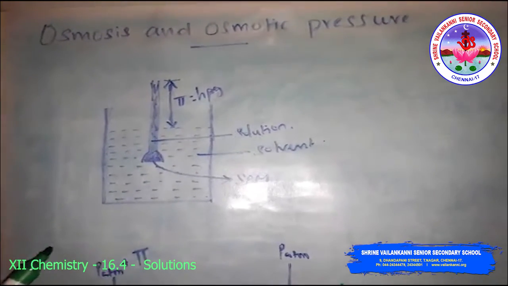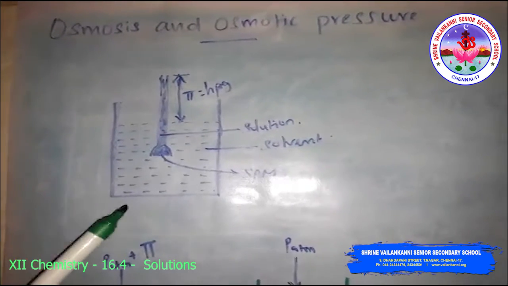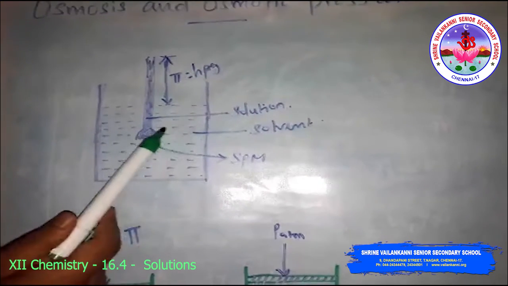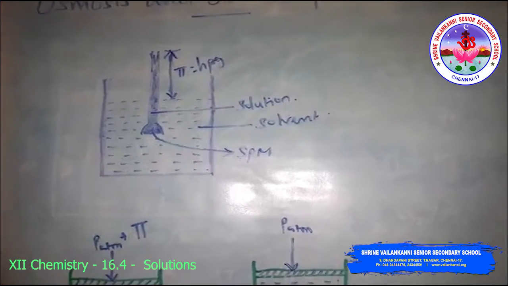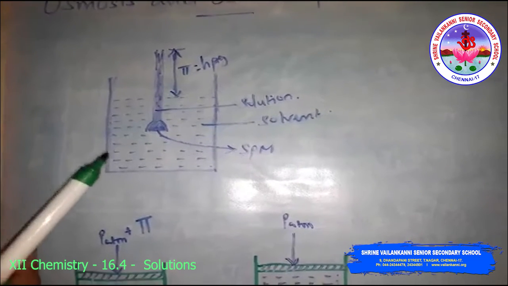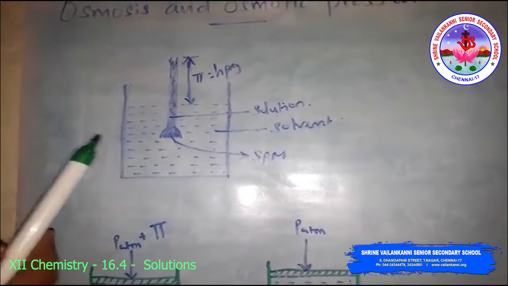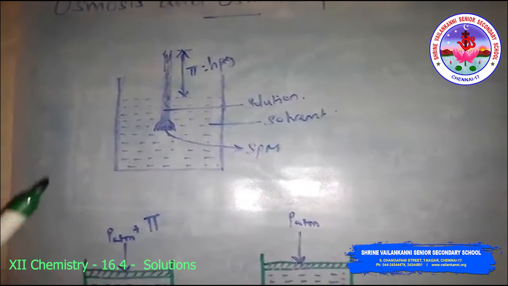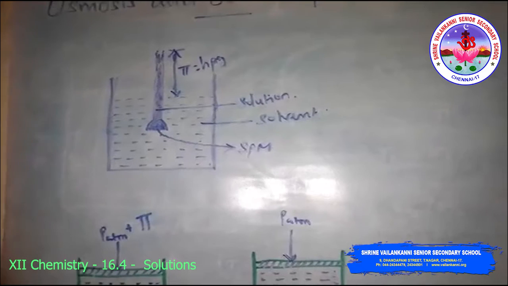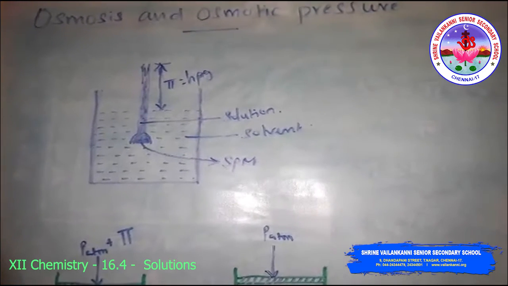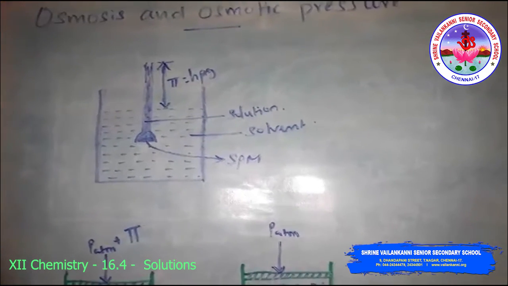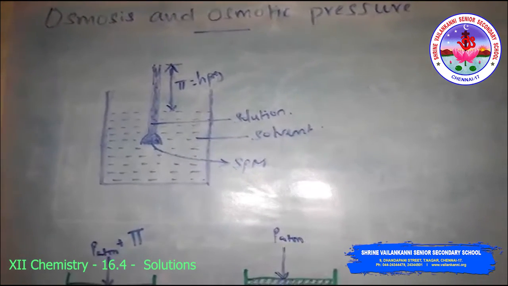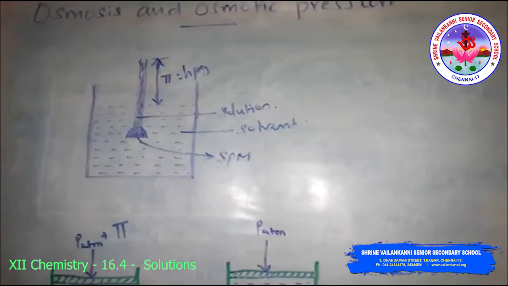If the membrane is placed between the solvent and the solution, what happens? The solvent molecules will flow through the membrane from the pure solvent to the solution. This process of flow of solvent is called osmosis. Osmosis means the process of flow of the solvent. The flow will continue till equilibrium is attained.